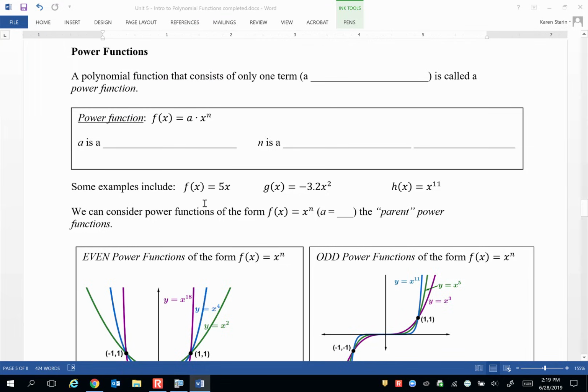Power functions. A polynomial function that consists of only one term, what we call a monomial, is called a power function. So power functions have the form f of x equals some coefficient a times x to the n power. So a is a constant, and n is a non-negative integer.